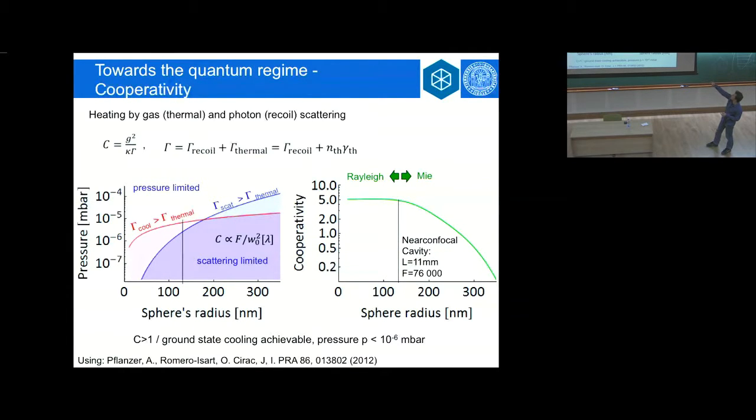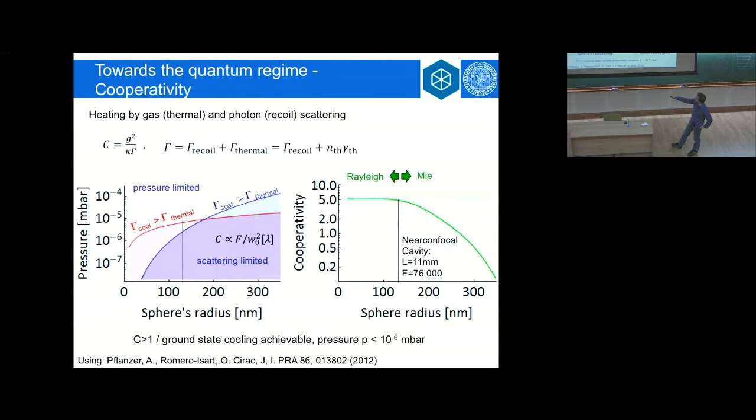And here recoil scattering actually starts to play a role. So when would we be limited by this recoil scattering? I said a number before already, but this curve shows the sphere radius and the pressure, and then a line where certain conditions are met. When the recoil scattering rate becomes larger than the thermal rate, or said differently, the thermal heating becomes smaller than the recoil, then this is in the blue area. And when the cooling rate is larger than the thermal heating rate, then that would be in the red area.